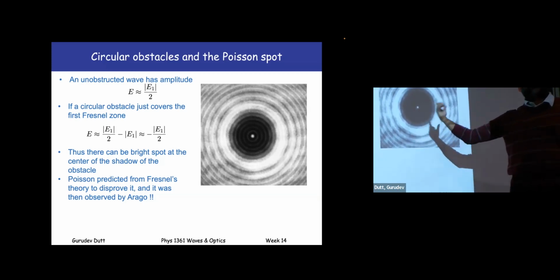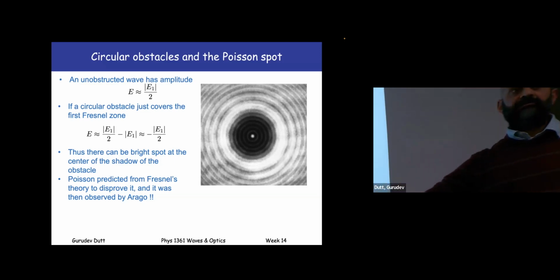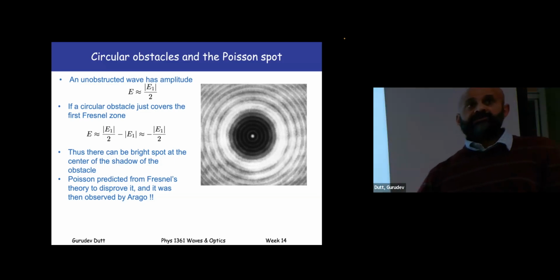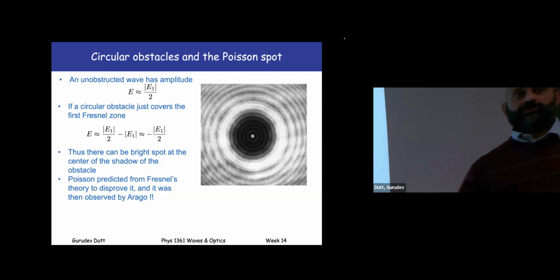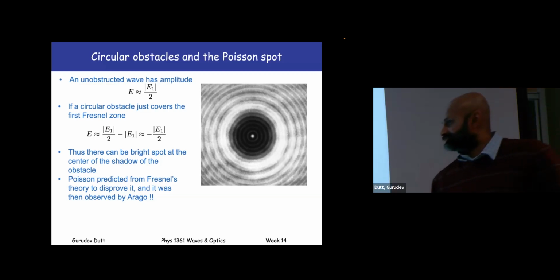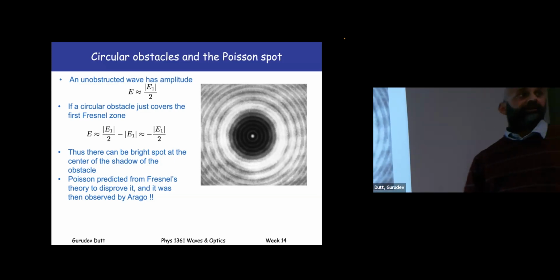And why it's called the Poisson spot has a funny story, which is that when Fresnel first published his theory, he submitted it for a prize, which was judged by Poisson. Poisson, as you might know, of the Poisson equation, and the famous Poisson conjecture, etc. So there are many famous results in his name. He did not believe in the wave theory of light, by the way. And so he said, this theory is nonsense. I'm going to disprove it.